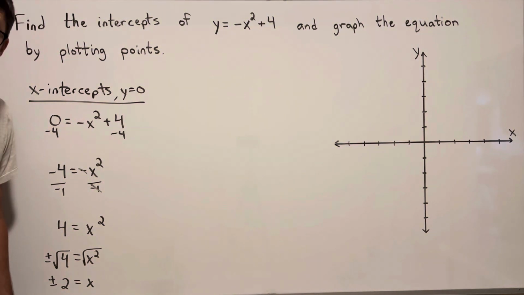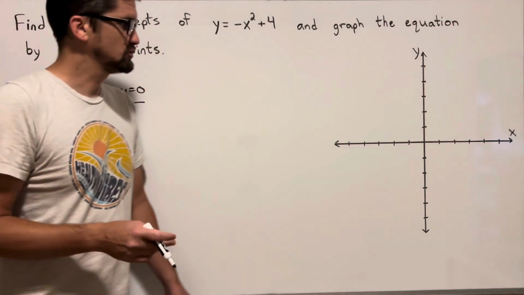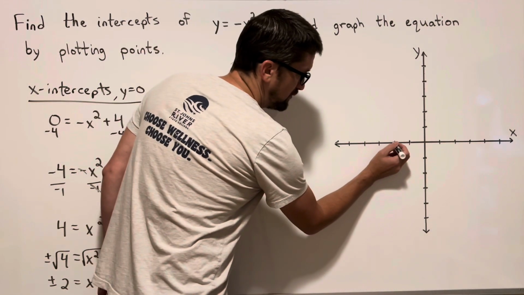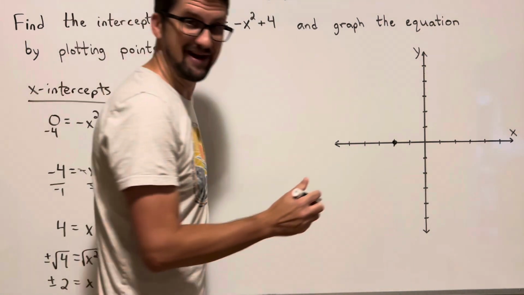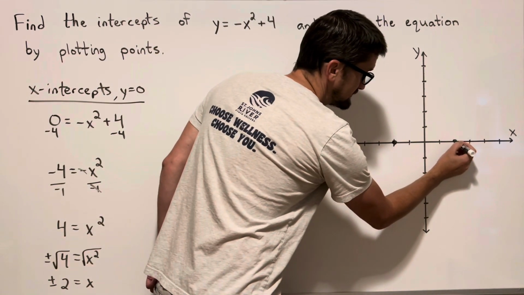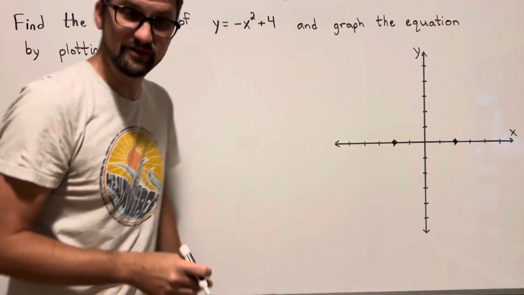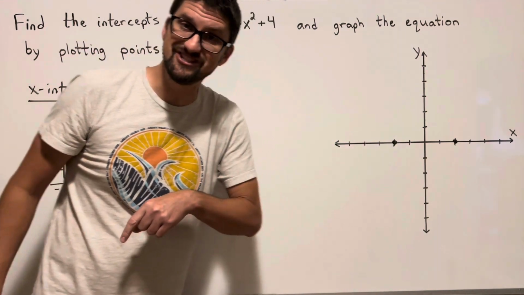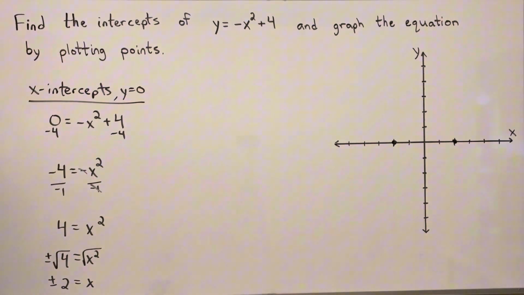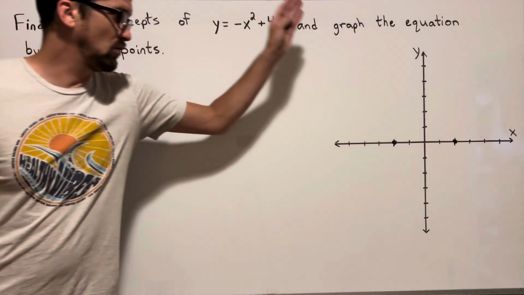So it's crossing the x-axis at negative 2 and positive 2. So there's 2 x-intercepts. So on the graph, we can make a point at negative 2 on the x-axis and a point at 2 on the x-axis. So the graph of this is crossing the x-axis in 2 locations. All right, let's find where it crosses the y-axis.